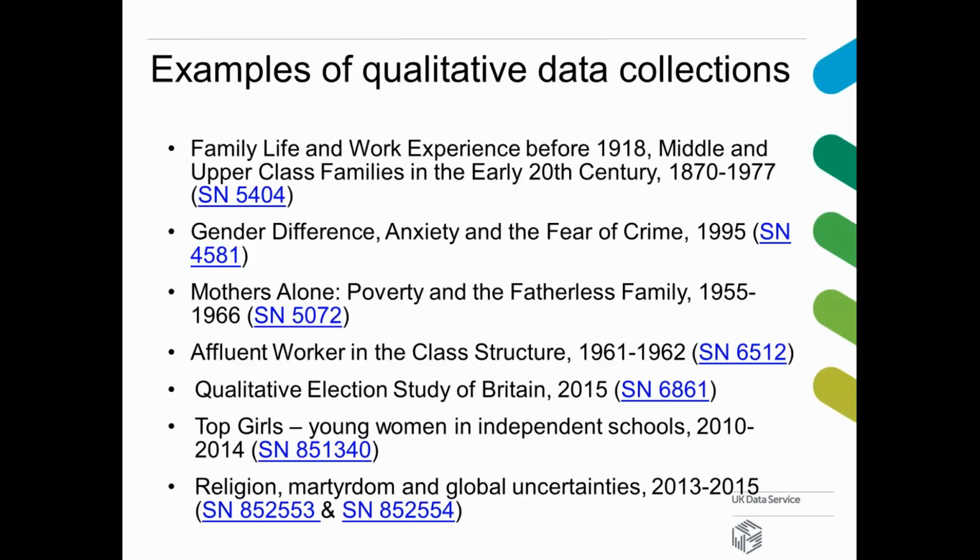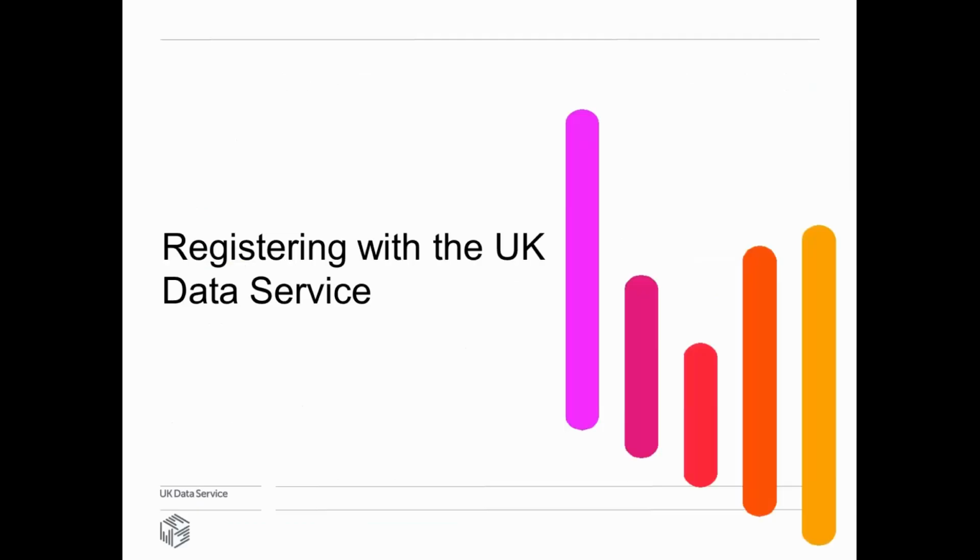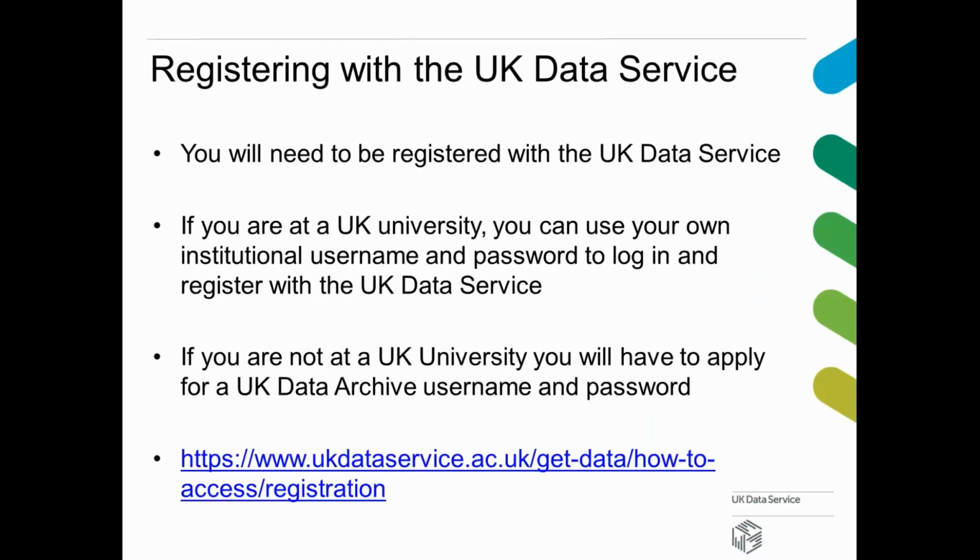So that hopefully will give you a flavour of the data that we hold. Now, as I mentioned, we have over 7,000 datasets, so please do spend some time exploring our holdings. If you want to access any of the datasets, you will need to be registered with us, so we'll talk about that briefly now. Now, the way you register varies depending on which sector you are currently based in. So if you are at a UK university, either as staff or student, then you simply register with us using your own institutional username and password. Now, registration is a very simple process. It will take you just a few moments.